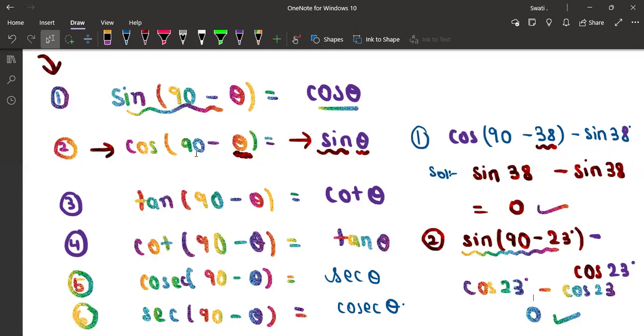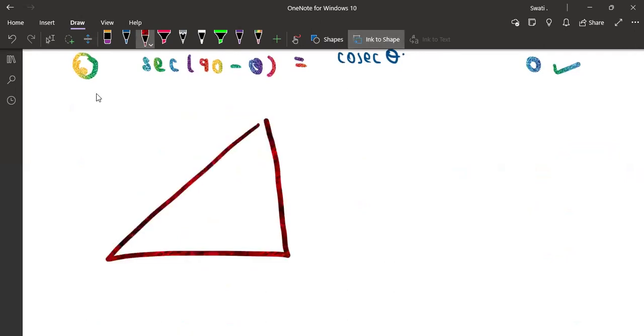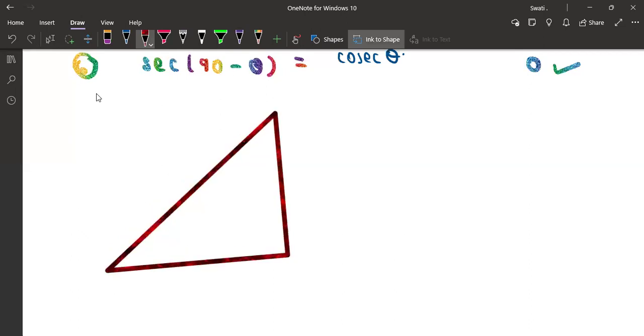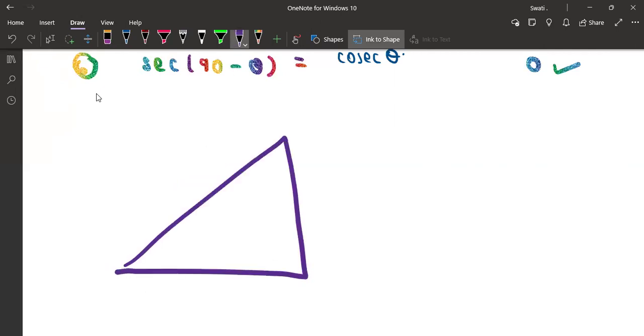Okay, at the end, I just want to give you one more question, which you will be solving again on your own. For that, let me just write it down. Let me draw something here. You have a triangle. Which triangle is this? A right angle triangle, right?